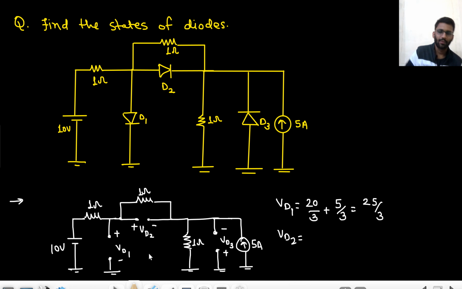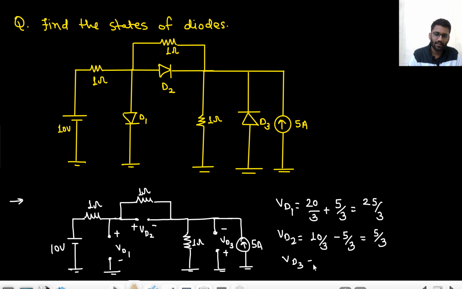What about diode D2? Because of the 10 volt, what will I have? Only across the 1 ohm resistance, so I will have 10 by 3. And because of this current source, the same current is going in this direction, but the voltage drop is in opposite direction. So I will have minus 5 by 3. Okay, so my potential is 5 by 3.